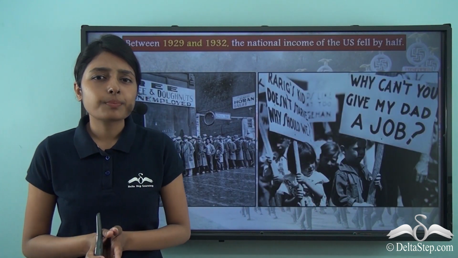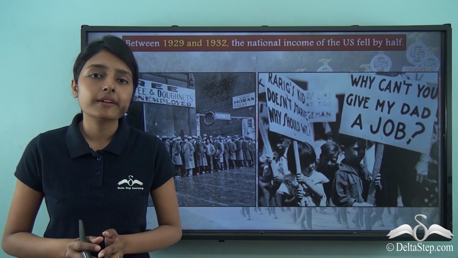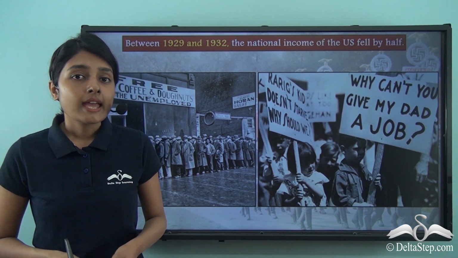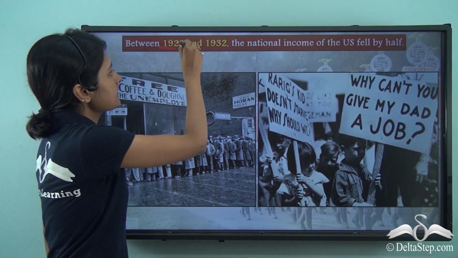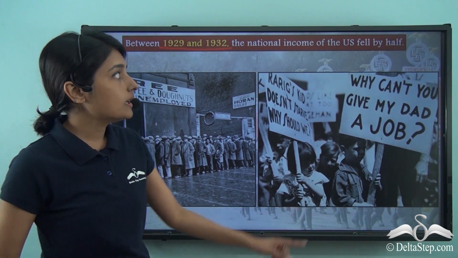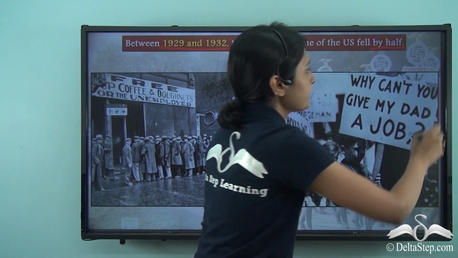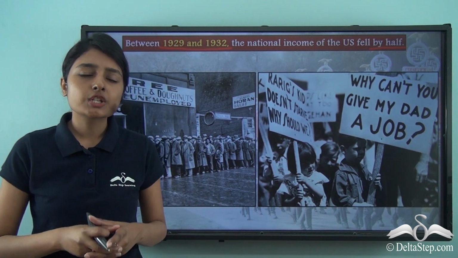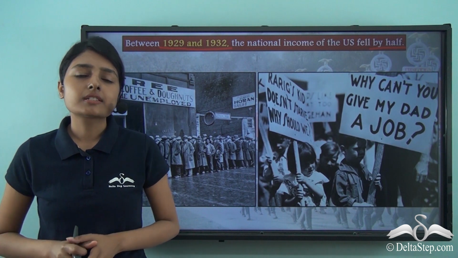Now the Great Depression was a period of severe economic crisis in not just America but throughout the world. And in just 3 years, that is between 1929 and 1932, the national income of the US fell by half. All sections of the US society were severely affected by the Great Depression.